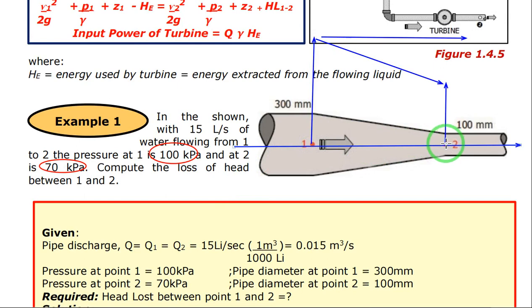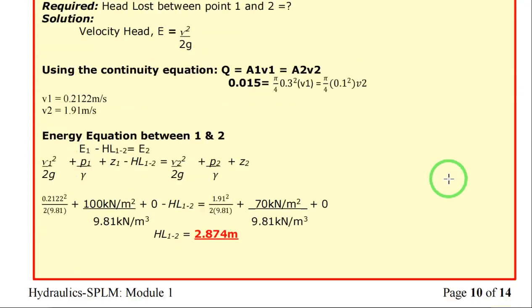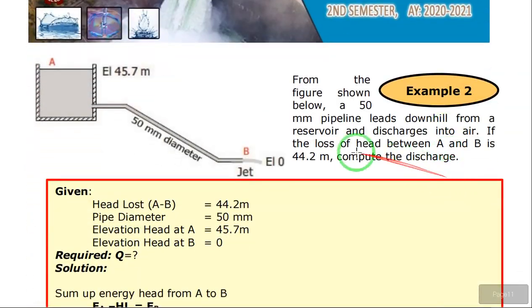So maybe the reason for this head loss will be the sudden change of diameter. So from big, it went to small. So there is head loss, or maybe due to friction. Okay. So we have another example.